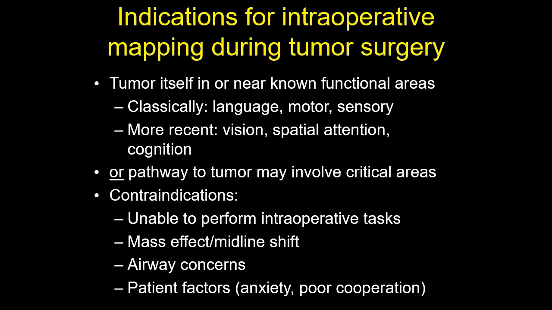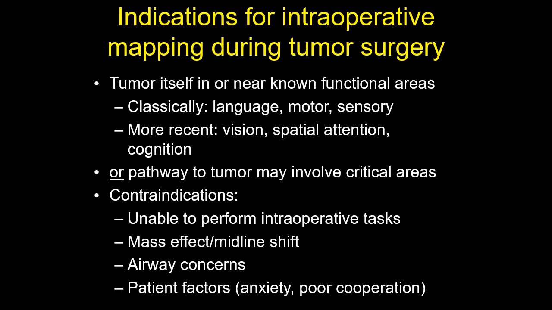Now we'll move on to the gold standard, which is intraoperative mapping with direct electrical stimulation. The main indications for intraoperative mapping during tumor surgery include, number one, if the tumor itself is in or near functional areas of the brain. This is classically included in language or sensory motor regions, although more recently this has been expanded to vision, spatial attention, or really any area of cognition that is important to the patient. Or if the pathway to the tumor may involve a critical area.